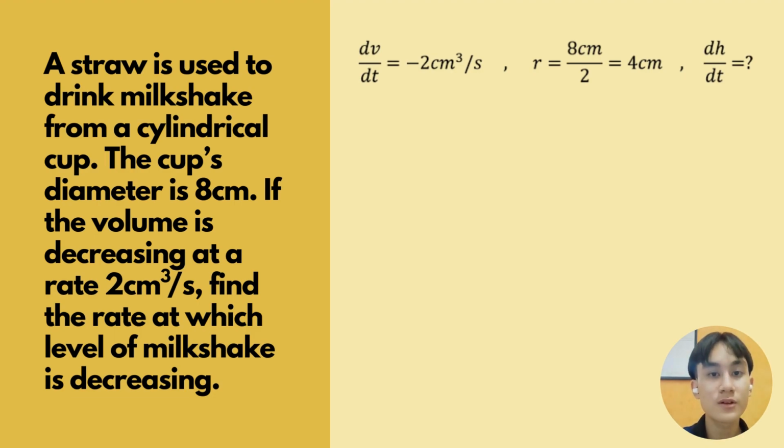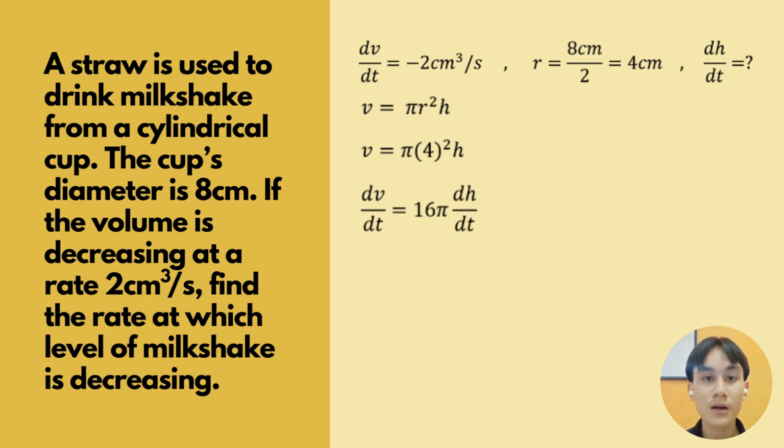To solve this question, we have to know the formula of the cylinder volume, which is V equals pi r squared h. V represents volume, r is radius, and h is height. We already know the value of r, so we just have to replace r with 4. So 4 squared is 16, and you will get 16 pi h.